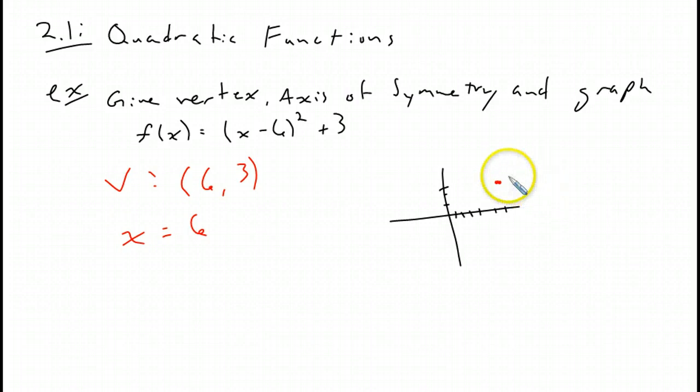Axis of symmetry is 6, so that's good. I know this is positive, so this is going to open up. And I don't even have any x-intercept since it's never going to cross the x-axis. So that's a pretty cool graph.